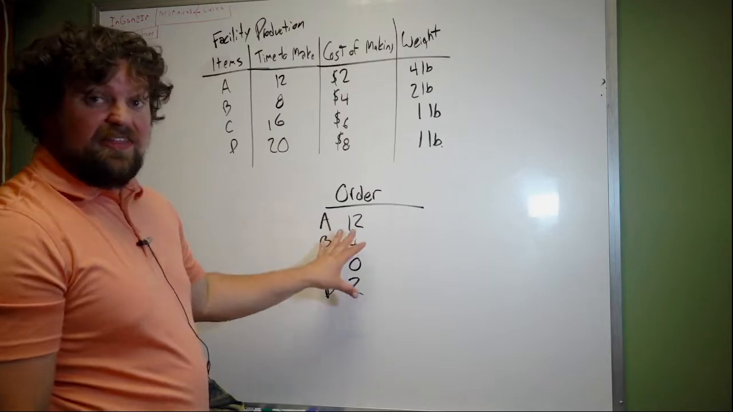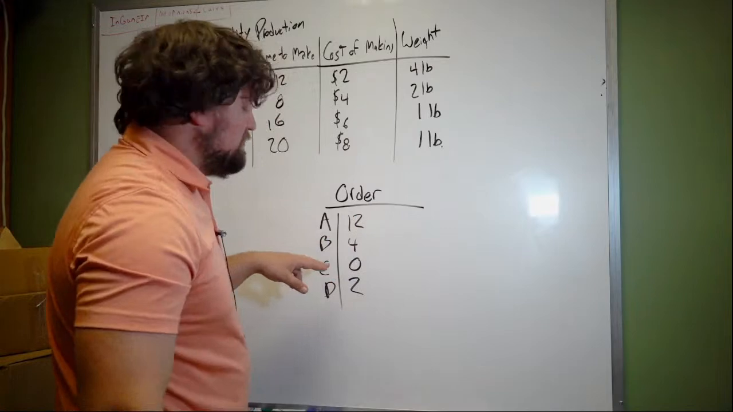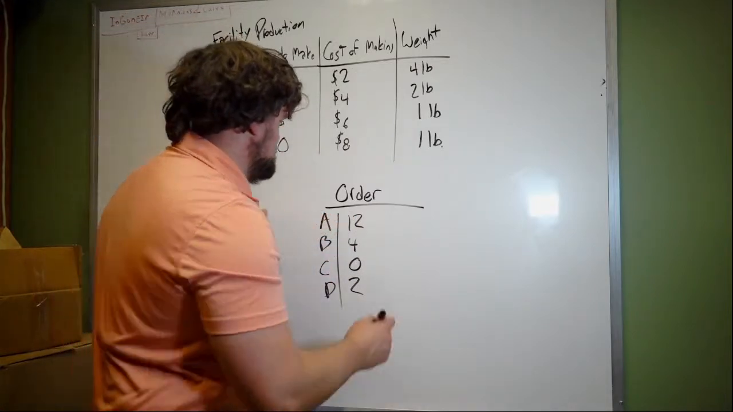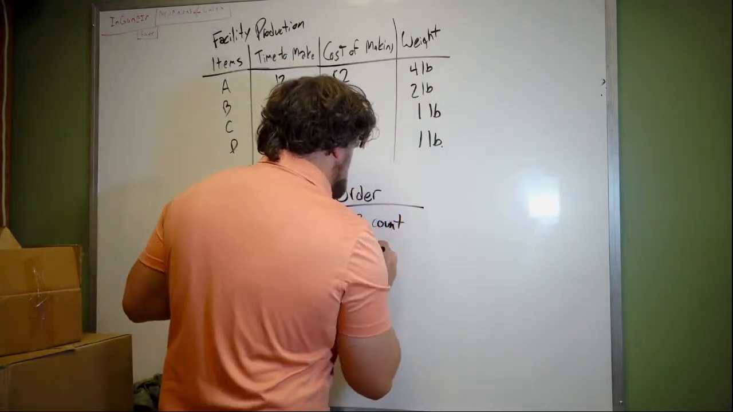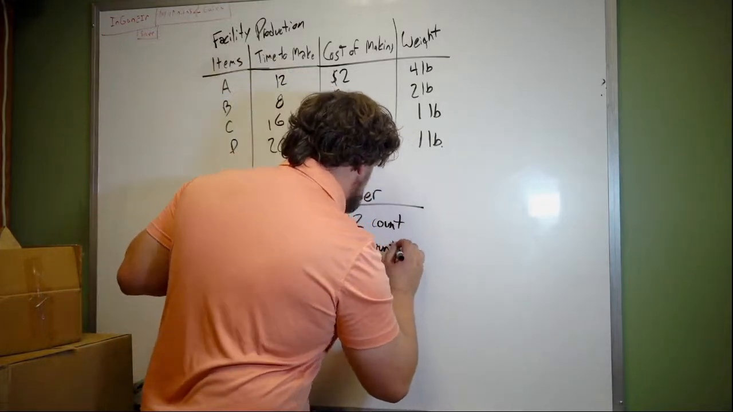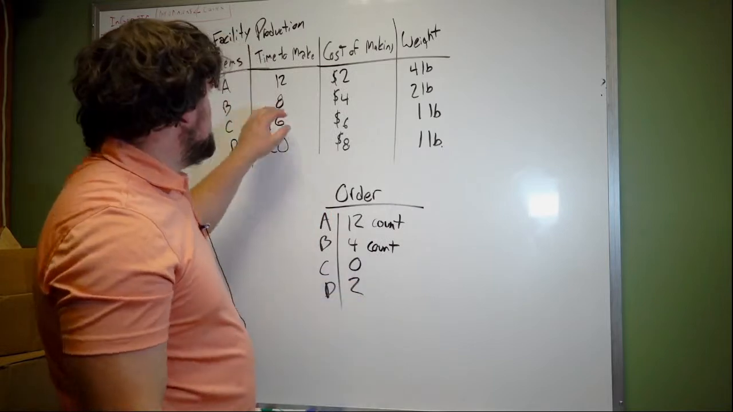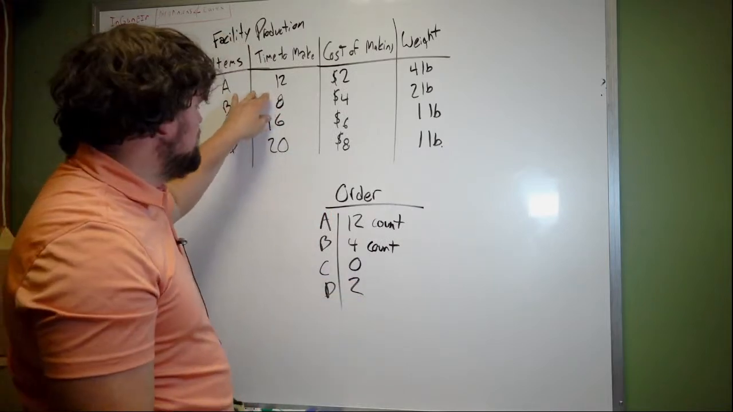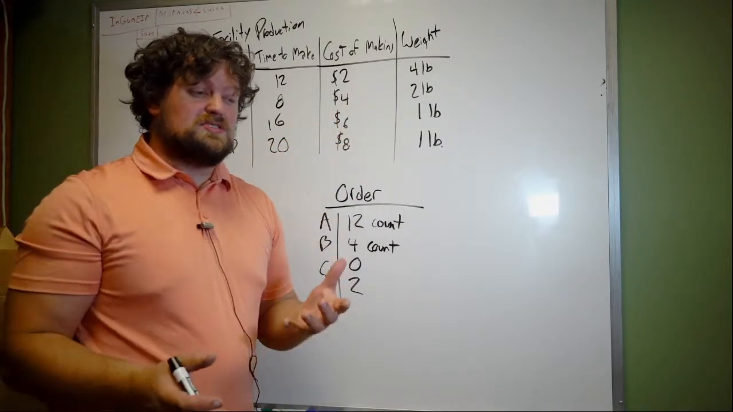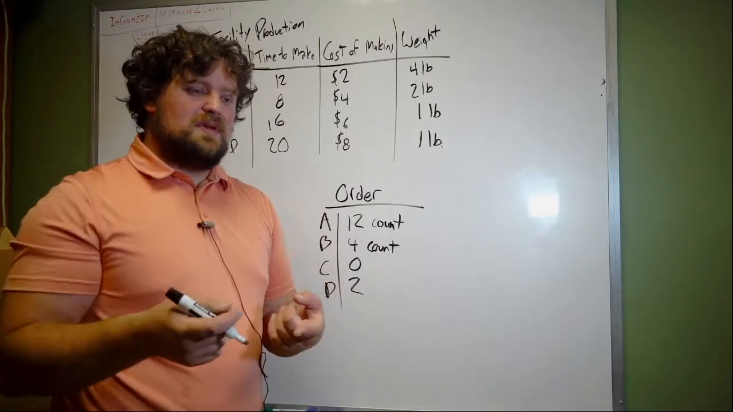Okay, so if we're going to add this, every one of these values has to mean the same thing, right? Which means 12 has to be time to make. Well, this one isn't a value, this is a count. I want 12 items of A when I order this. I want 4 items of B. I want 0 items of C. I want 2 items of D. That's not a time value, and that's not a money value. What we're going to do is we're going to multiply these. Okay? So now we're getting into matrix multiplication.